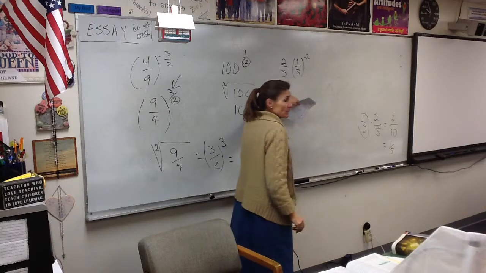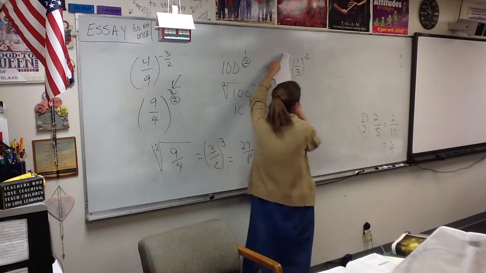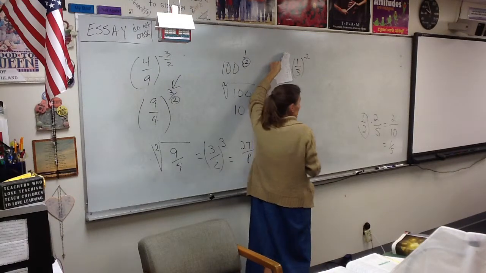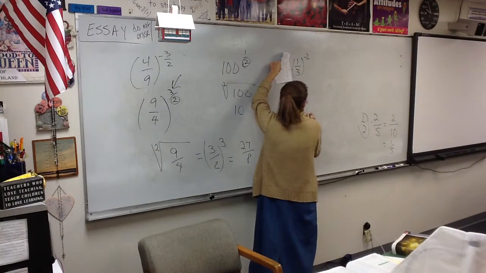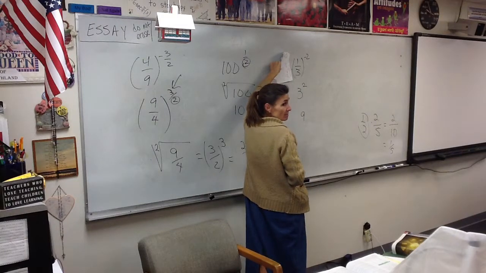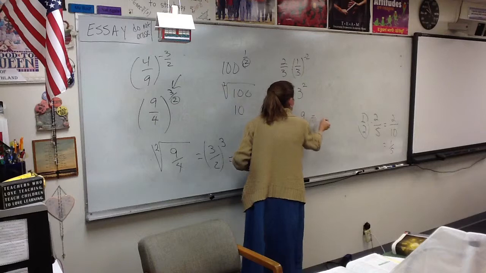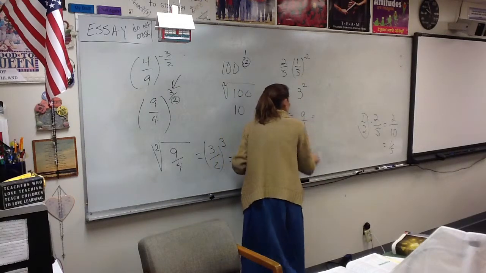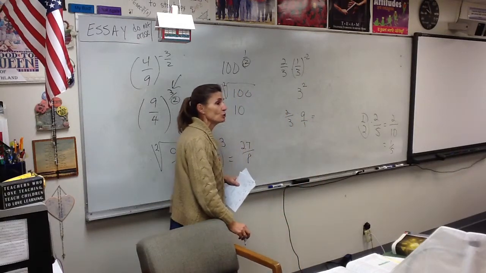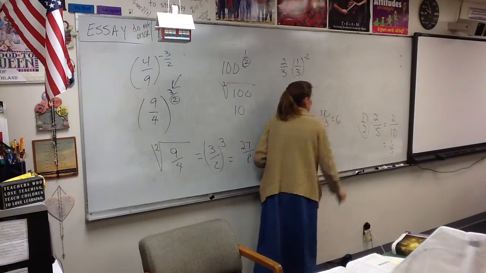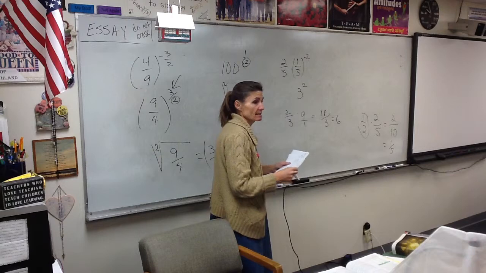Okay, now we got this one. Cover this up, we don't want that. What does that exponent do to this fraction? Look, it makes it 3 squared, which is 9. But you have to take that 9 times 2/3. What do you get when you take 9 over 1 times 2 over 3? You get 18/3, which reduces to 6.